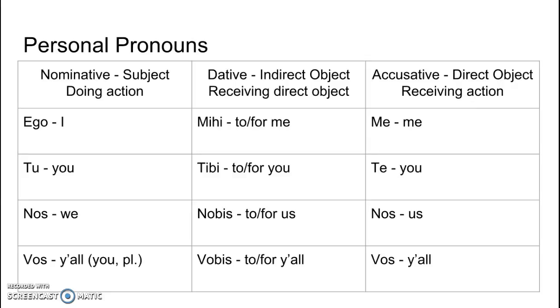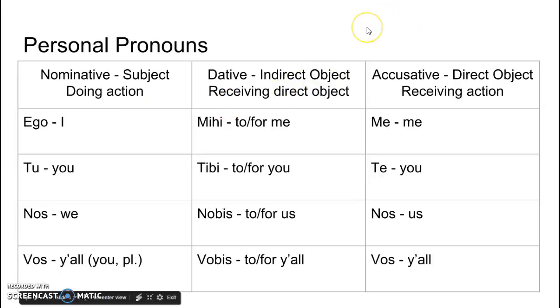The word ego means I. I think everybody knows that. But then we have the other weird forms like me, mihi, and me. And those are really just the dative and the accusative forms. So remember that if a Latin noun is in the nominative case, that means that it is the subject. And when it's the subject, it means it's doing the action in the sentence.